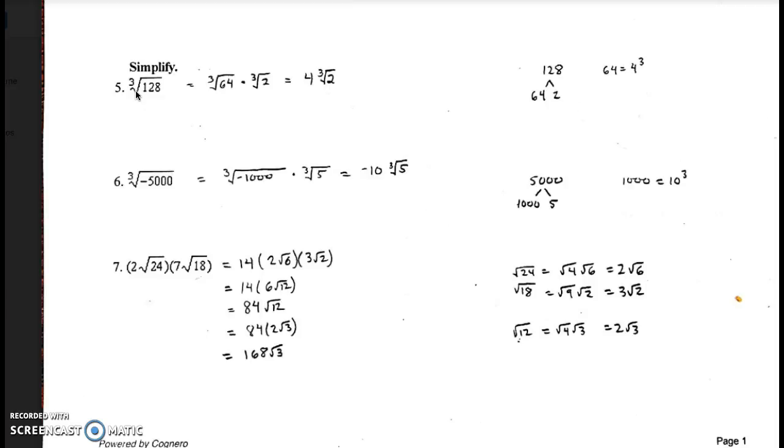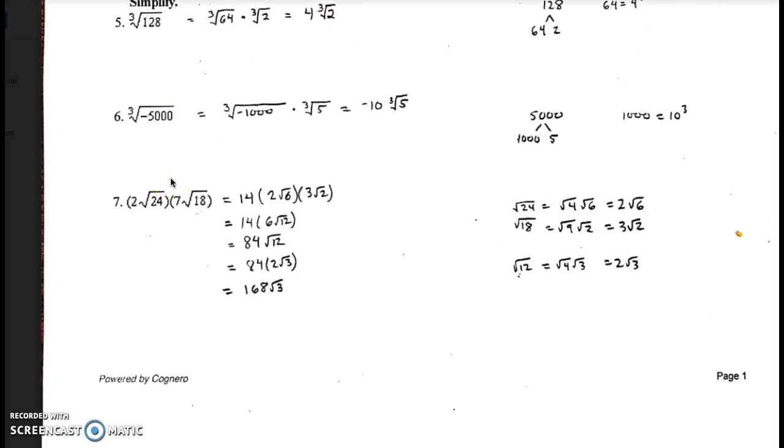So for question 5, we have the cube root of 128. Over here on the side, I broke down 128. It's 64 times 2. And I'm happy with this because 64 is a perfect cube. It's 4 cubed. So I'm breaking this down into the cube root of 64 times the cube root of 2, because 64 times 2 is 128. The cube root of 64 is just the number 4, and we're multiplying that by the cube root of 2 because we can't break this piece down anymore. So our final answer is 4 times the cube root of 2.